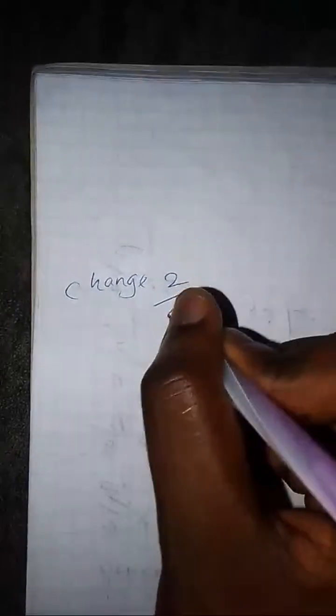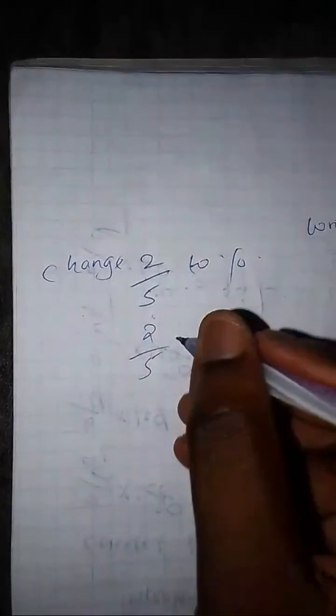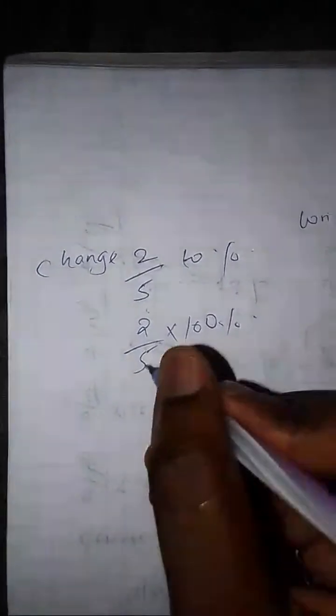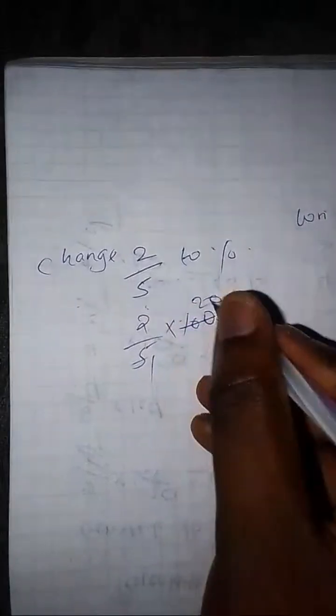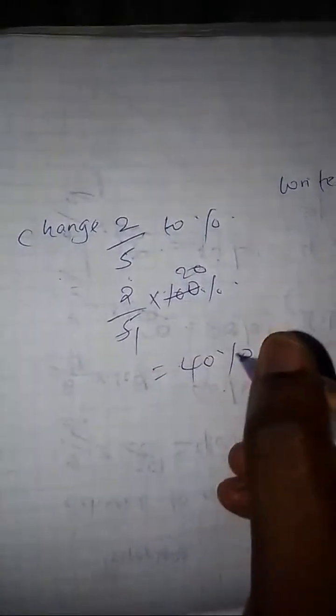Okay, the other one is we can be asked to change 2 over 5 to percentage. This is percentage. So we shall take 2 out of 5, we multiply by 100%. So 5 into 100 is 20, so 2 multiplied by 20. The answer is now 40%.